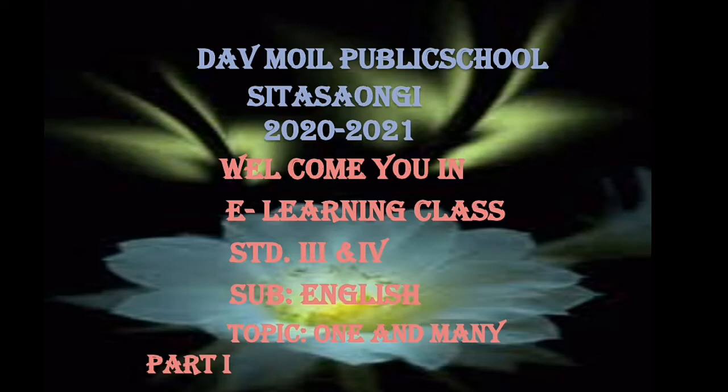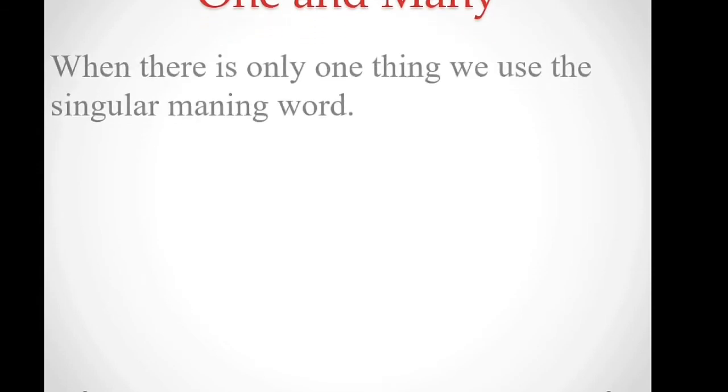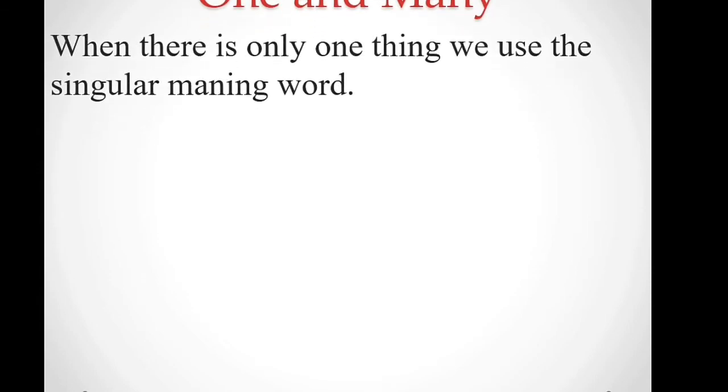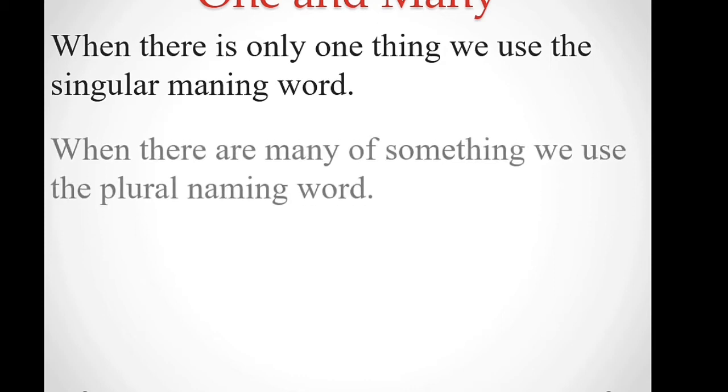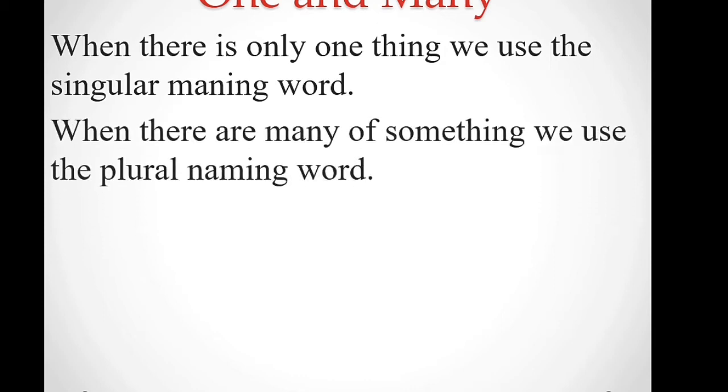Now today we are learning one and many. So listen carefully, students. When there is only one thing, we use the singular naming word, singular number, or one. When there are many of something, we use the plural number naming words. That means when there is more than one thing, we use many, meaning plural naming words.